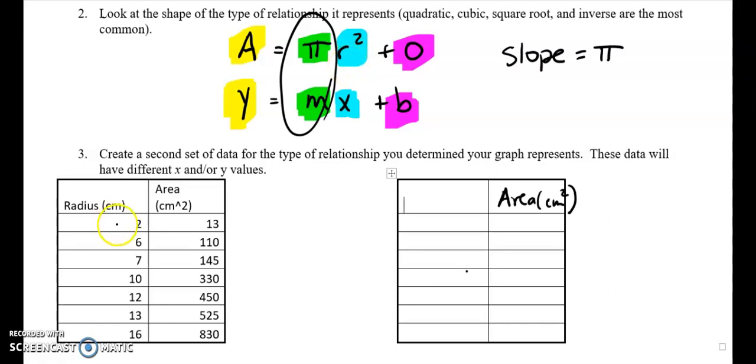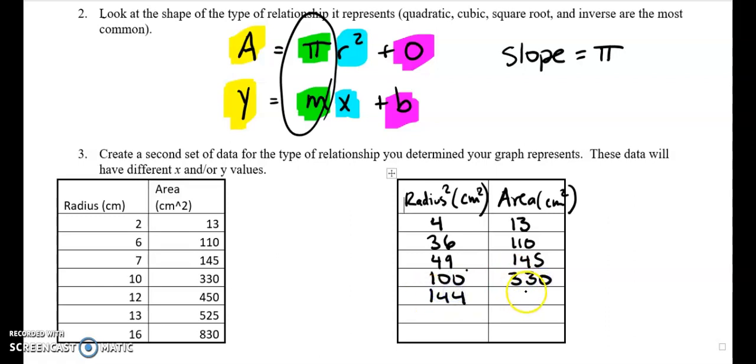So I'm going to need to take each of my radiuses and square it. I'm going to put this as radius squared, so that's going to be centimeters squared. Okay, so radius squared: 2 squared is 4, and then the area is still 13. That is staying the same. The radius squared, 6 squared is 36. Area is still 110. 7 squared is 49, 145, and so on and so on.